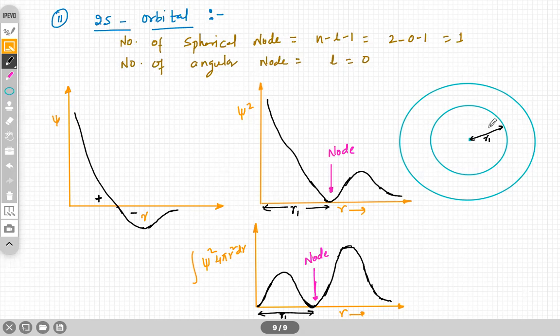When you say spherical surface, it is a region only. It is not a circle. No, sir, but... Tell me. Sir, imagine the first circle you drew is 1s, and the second circle you drew was 2s. So the region between that is empty, right? There's no electron over there.